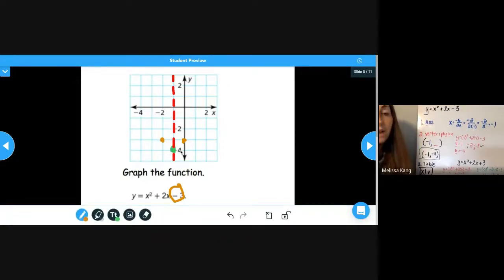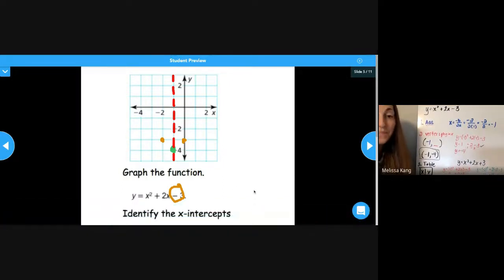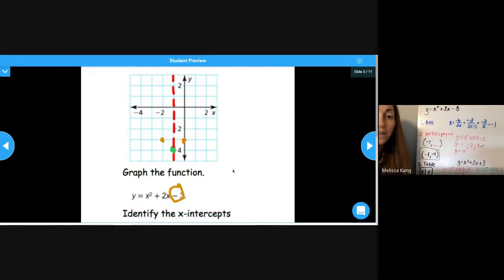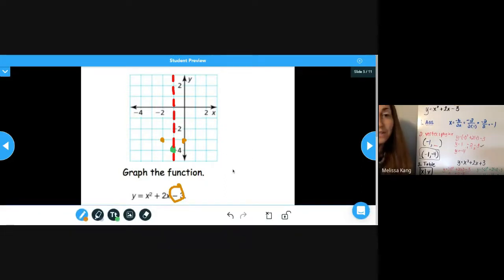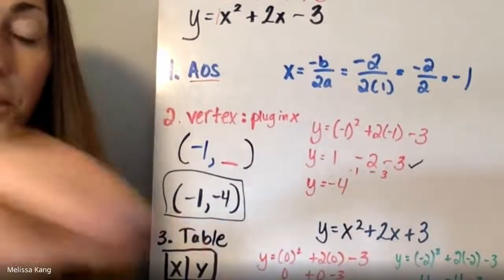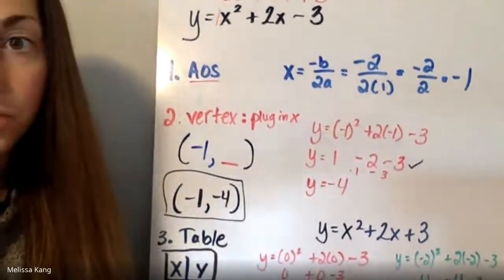But this is not enough to graph this problem, because if you look at the bottom, it says identify the x-intercepts. So I need to know exactly. I could draw a graph, but maybe I draw it too wide, right? So what I want us to do is make a table of values, plug in points, and get the other 2 points.